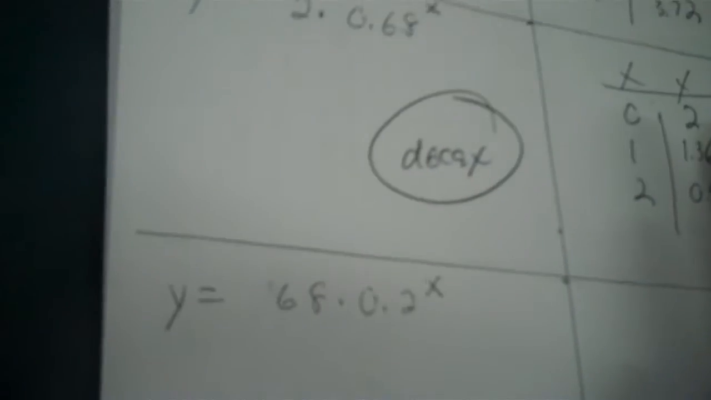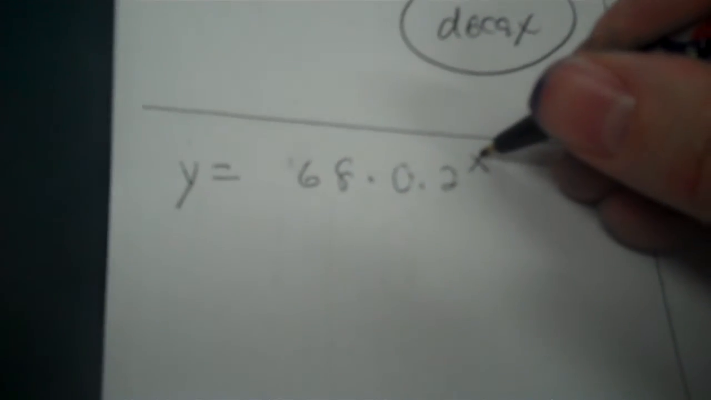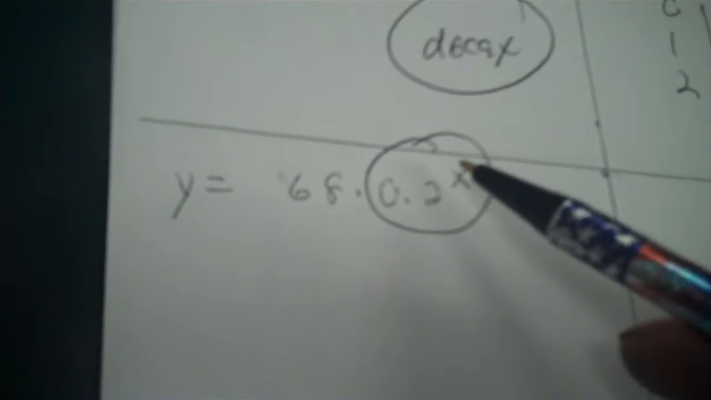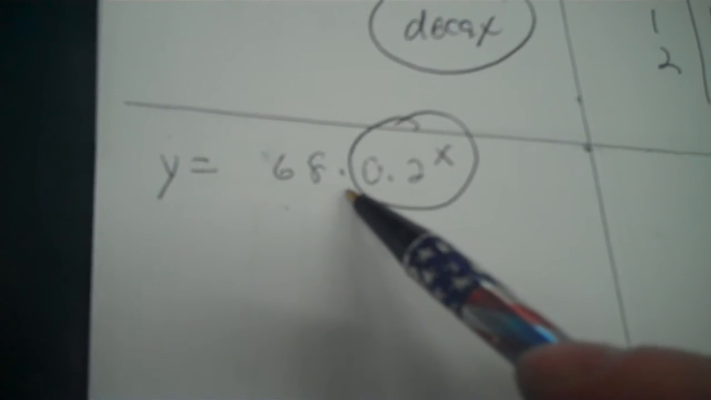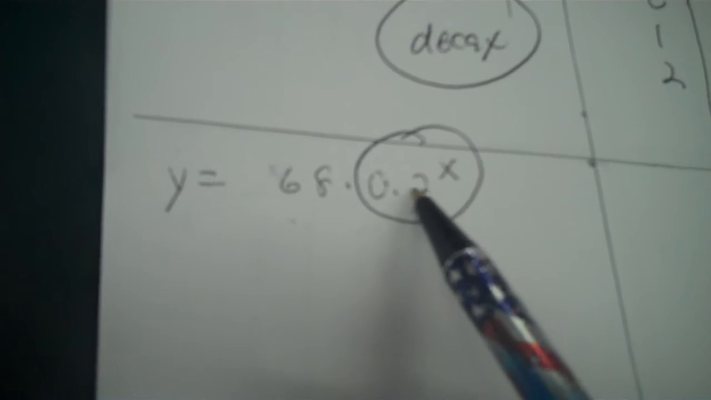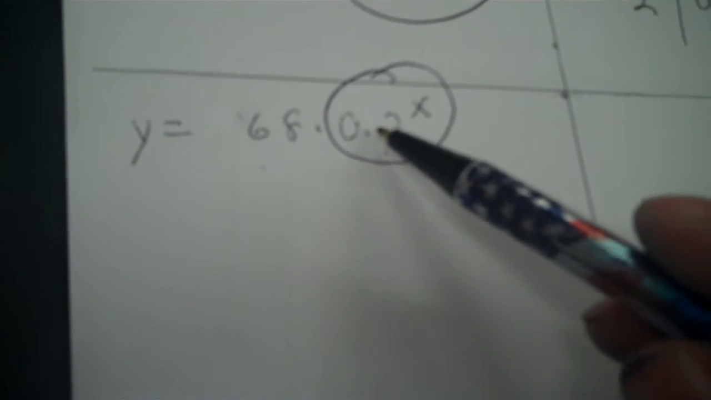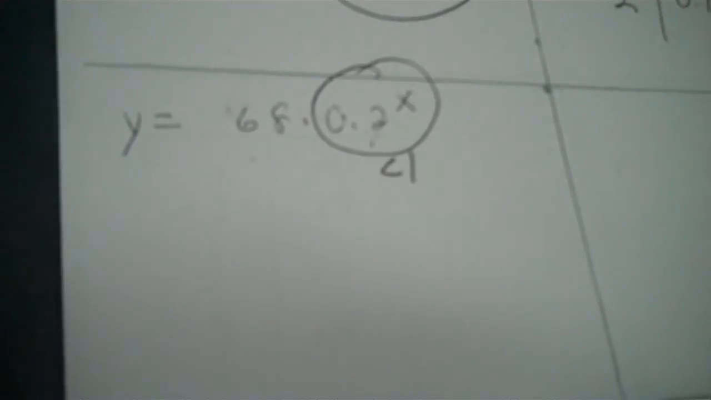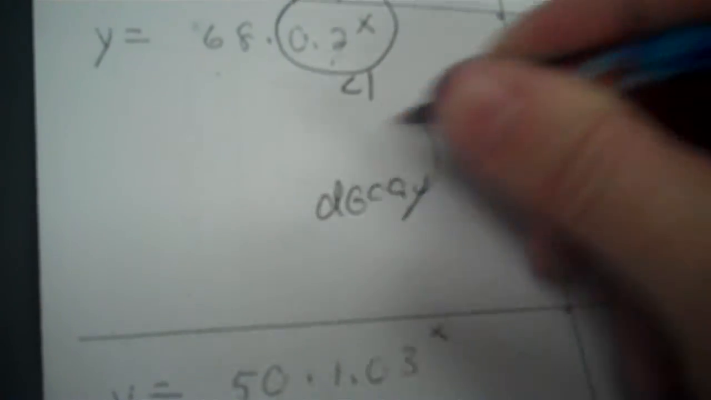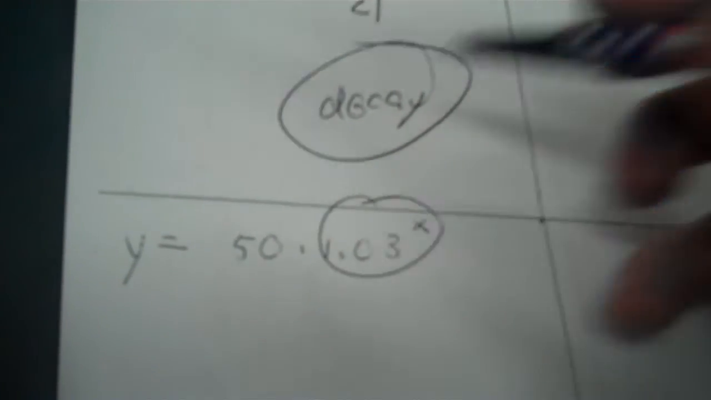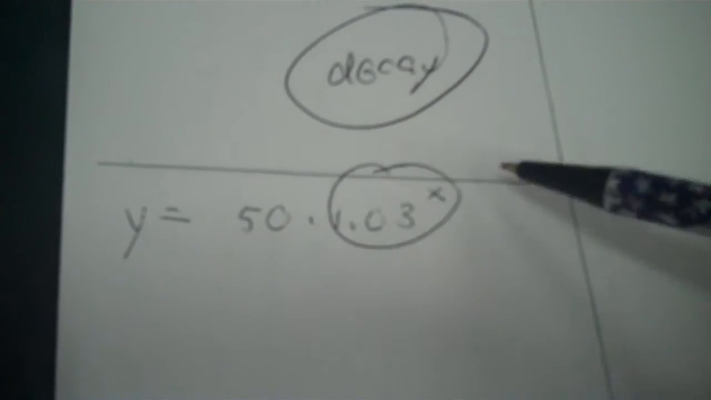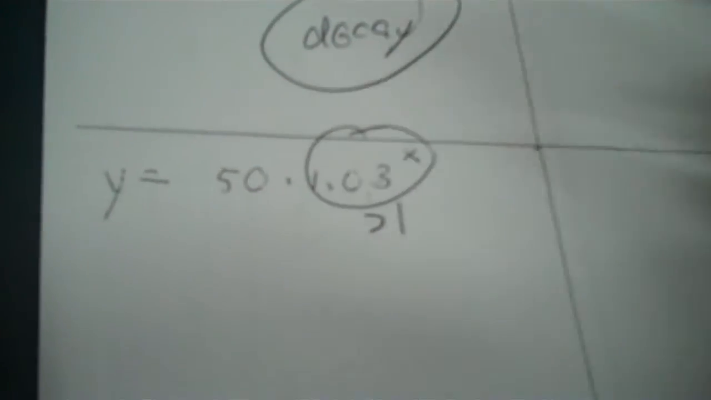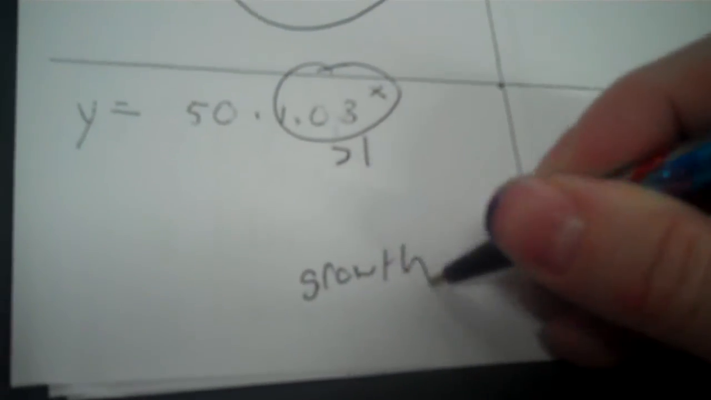Now how do you tell that without a table? Well, you find your x power, and its base is 0.2, so I would be taking 68 times 0.2. This 0.2 is less than 1 whole, okay? If the base you're multiplying by is less than 1, then it's decay. Here, if the base I'm multiplying by repeatedly is greater than 1, it's going to be growth. So that's how you can identify that without the table.